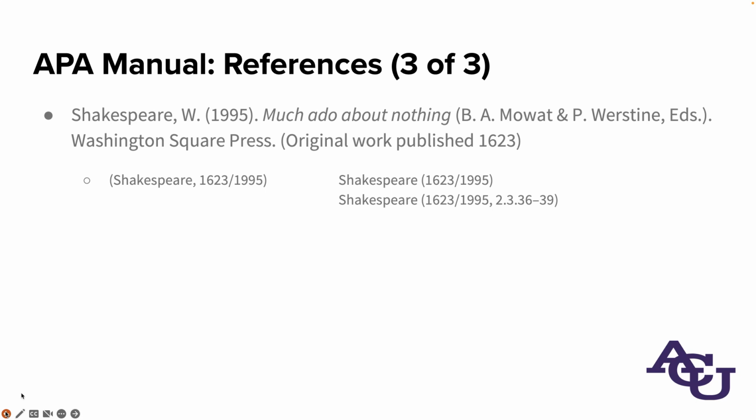So here you can see this entry. We have the author, that's William Shakespeare. When this book was published, 1995, we have the title of it. Okay, this is the book publishing the play Much Ado About Nothing. The editors for this particular version, this is the editors who prepared this book that was published in 1995. And then we have a note that it was originally published in 1623.